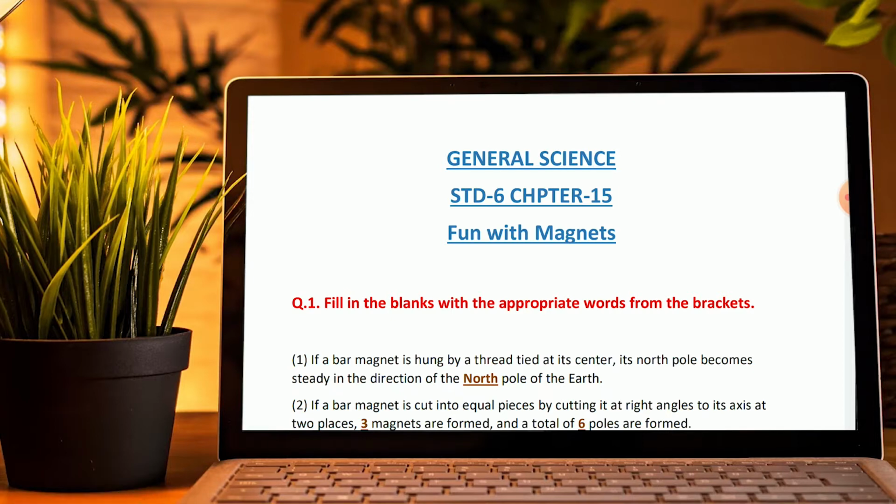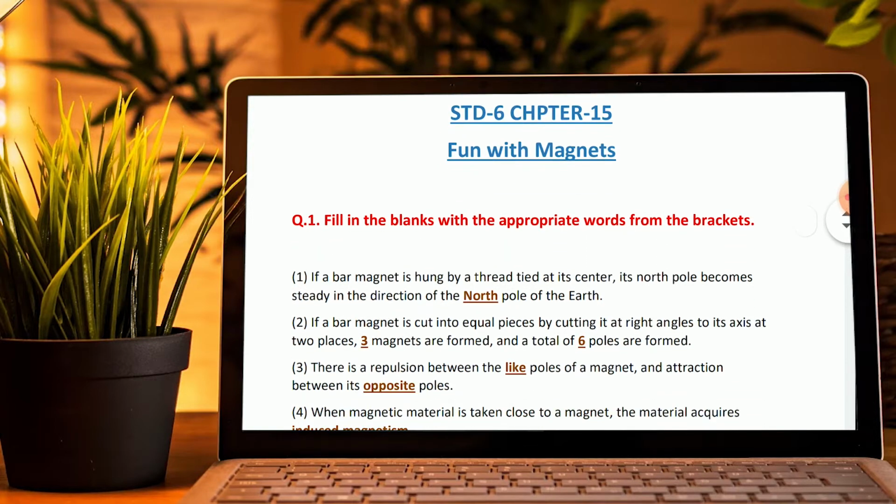1. If a bar magnet is hung by the thread tied to it at the center, its north pole becomes steady in the direction of the north pole of the earth. 2. If a bar magnet is cut into two equal pieces by cutting it at the right angle to its axis at two places, 3 magnets are formed and a total of 6 poles are formed.